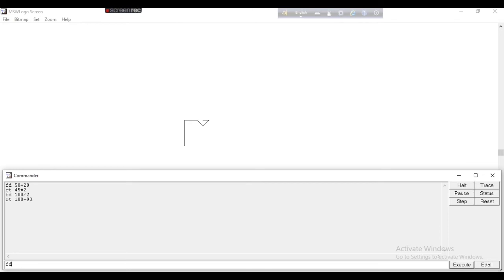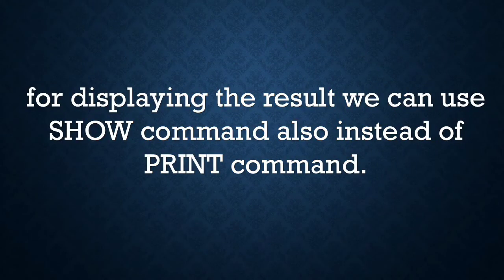Then RT 180 minus 90, that is 90, then FD 100 minus 30, that is 70, then RT 30 plus 60, that is 90, and the last step is FD 100 divided by 2, that is FD 50. So in that way you can also draw shapes.